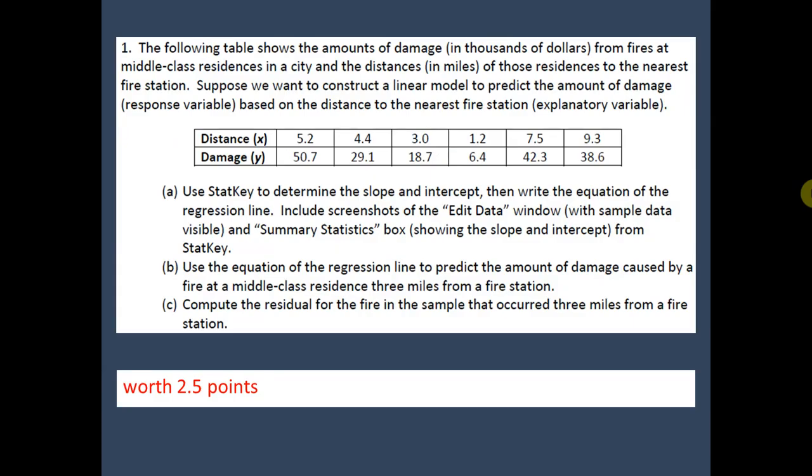If part A is worth 1.5 points, parts B and C are worth half of a point each. Both of those are pretty quick if you already have part A done. Part B, using the equation of the regression line for prediction, effectively that's just algebra. If you already have the equation of the regression line, it's 2 algebraic steps. And then part C, if you already have part B done, is 1 algebraic step, so that one's really fast. Just make sure you get the order right in part C.